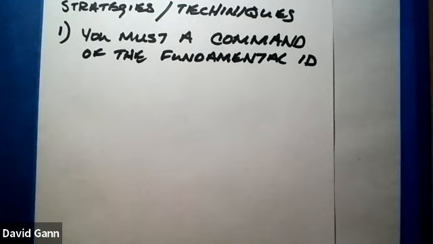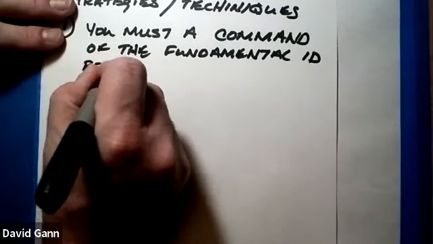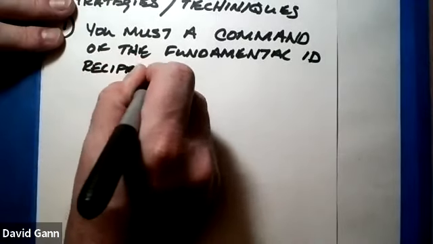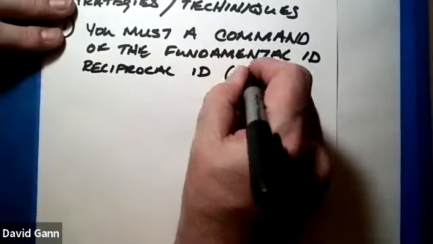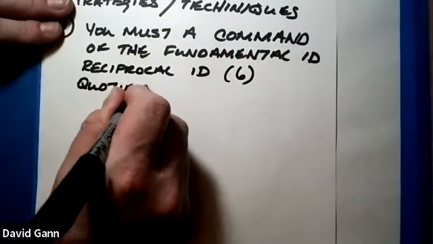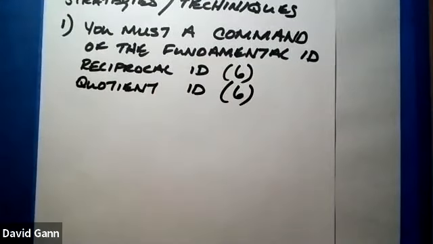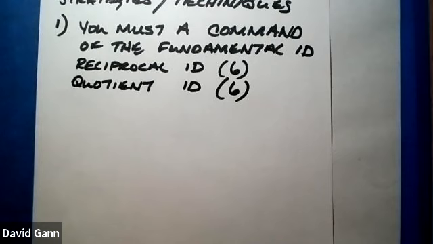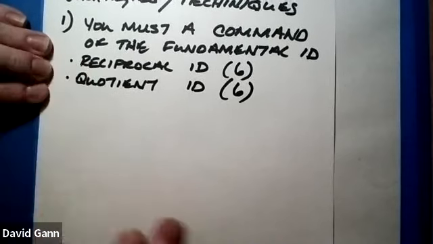Now remember, what are the fundamental identities? I'll just write down their categories. We have the so-called reciprocal identities, and there are 6 of them, right? We have the quotient identities. Remember, there are also 6 of them. There's one for tangent, which has 2 different expressions, and one for cotangent.